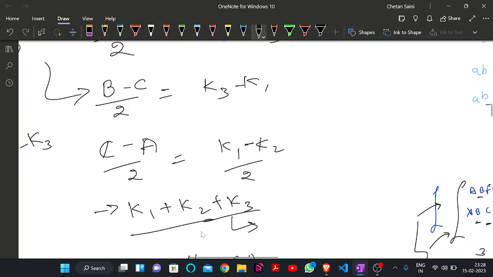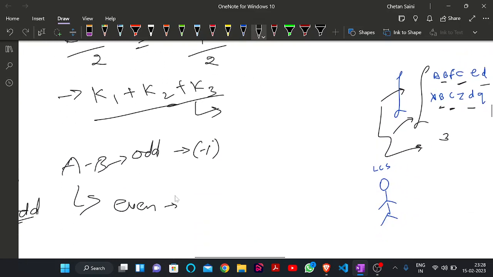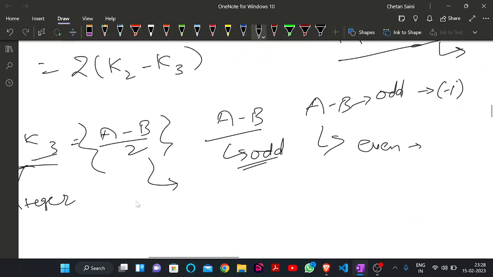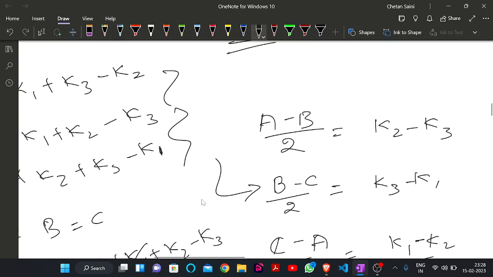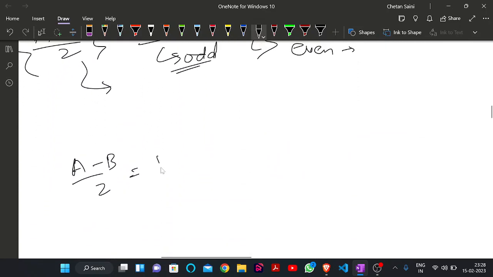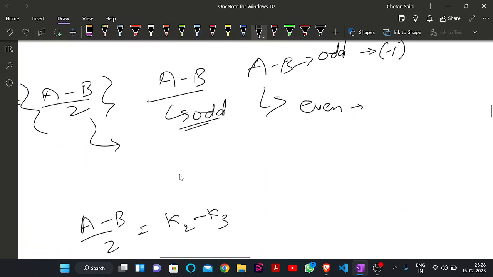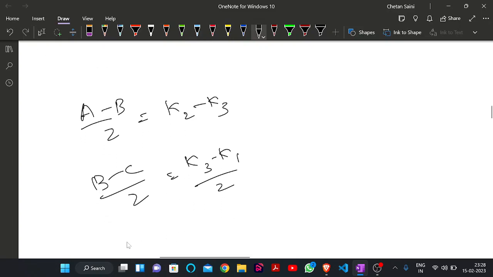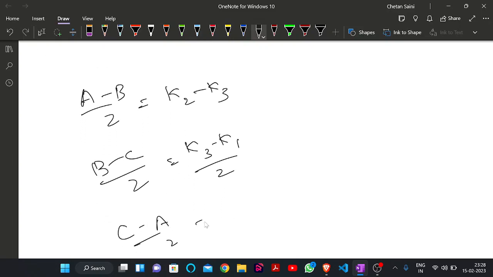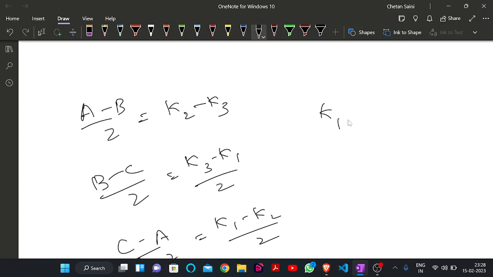So let me write it here: (A minus B) by 2 is equal to K2 minus K3. Then (B minus C) by 2 is equal to (K3 minus K1) by 2, and (C minus A) by 2 is equal to (K1 minus K2) by 2. What we want is to minimize K1 plus K2 plus K3.